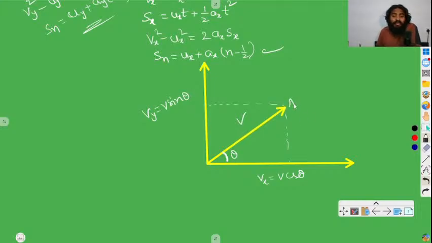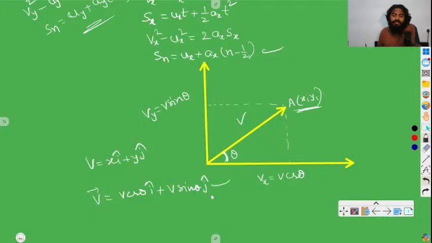If they give a point like x1 comma y1, then you can write the velocity is equal to x i cap plus y j cap, like that also you can write, if they give with respect to a point. Otherwise, if they give this angle, right, then the velocity vector is nothing but v cos theta i cap plus v sin theta j cap. This is how you have to mention it if they give theta, right?